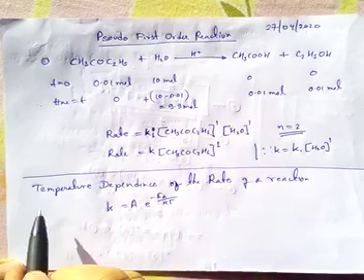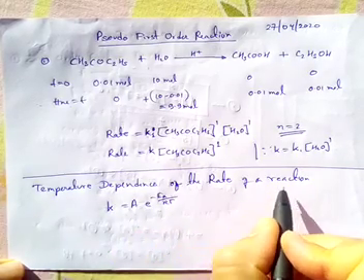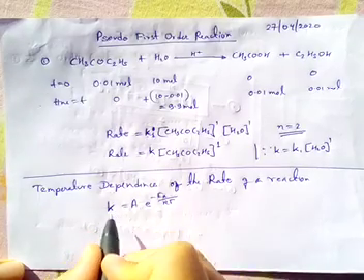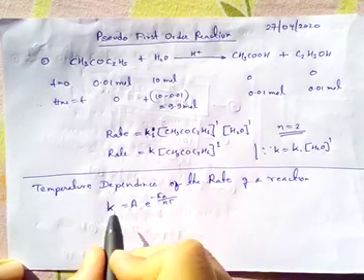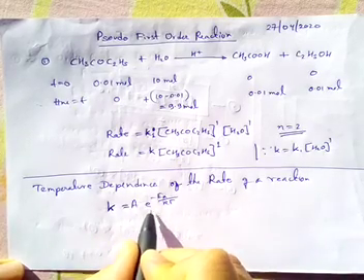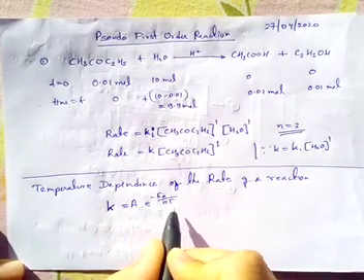So the next topic is the temperature dependence of the rate of a reaction. Now, how does temperature affect the rate of a reaction? According to the Arrhenius equation, k, that is the rate constant, equals A e to the power minus Ea by RT.